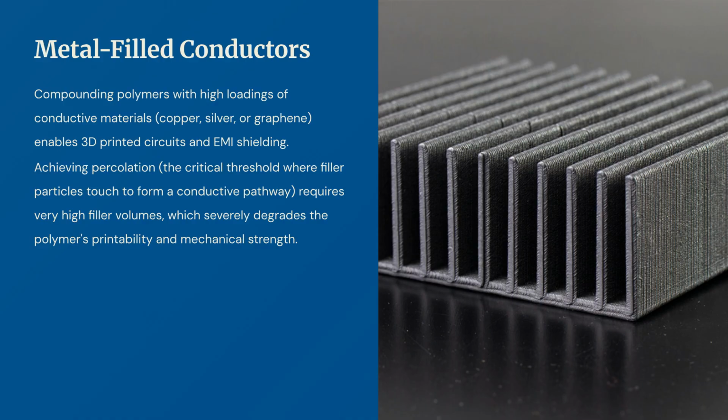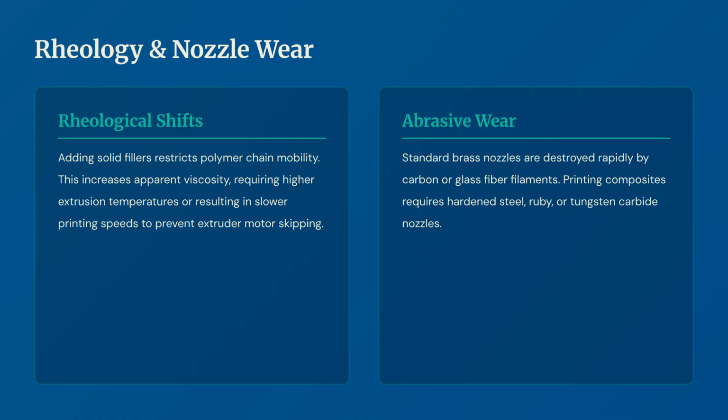For specific electronics applications, we use metal-filled polymers. These are loaded with copper, silver, or graphene to allow for conductive pathways. Reaching the necessary percolation threshold often requires high loading, which can unfortunately compromise the material's printability. Working with composite filaments also changes our rheology. The fillers increase apparent viscosity, often necessitating higher print temperatures. They also accelerate nozzle wear, so using hardened steel or tungsten carbide nozzles is a standard requirement.